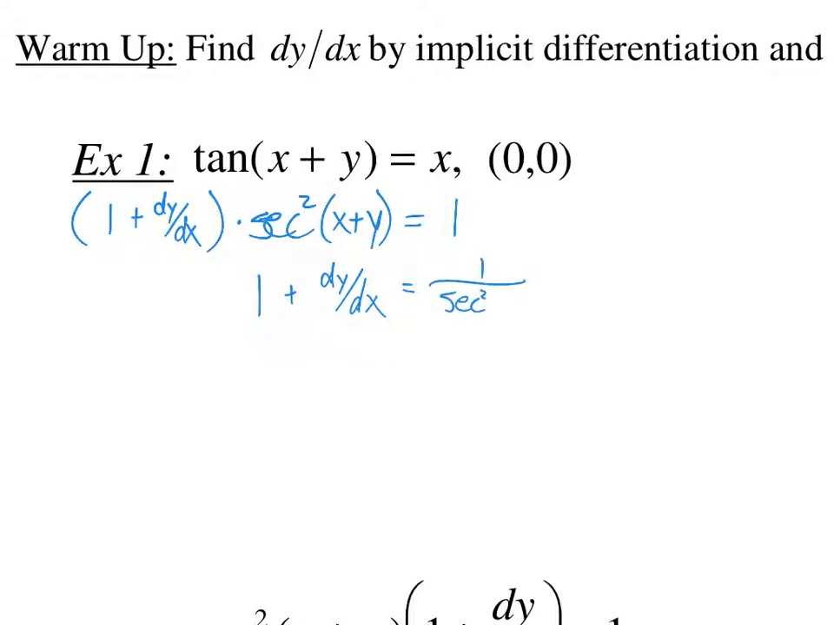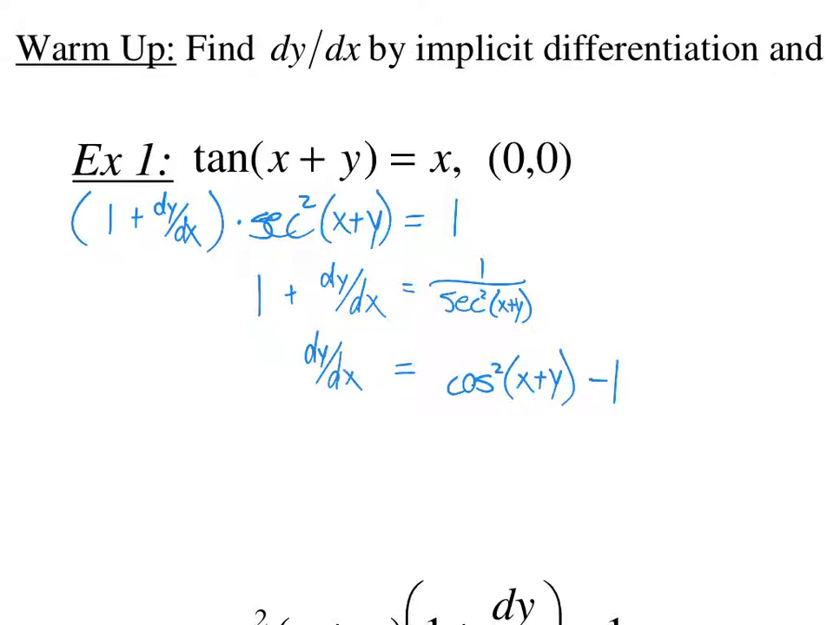Now, what is 1 over secant squared? Cosine squared. Cosine squared, very good. Secant and cosine are reciprocals, so I can rewrite that as cosine squared of x plus y. And then of course we just subtract the 1 here. So it's cosine squared minus 1, which is dy dx.